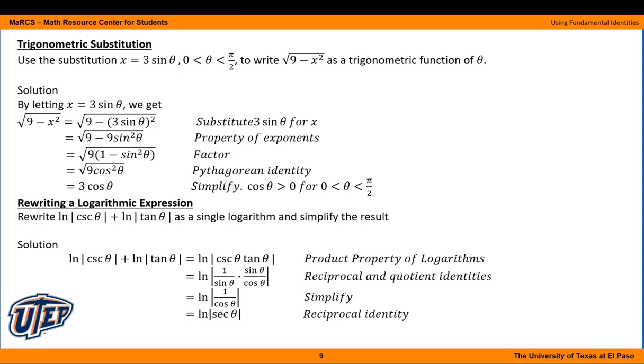The second example involves logarithms and trigonometric identities. We begin with the sum of two logarithms. Using the product rule of logarithms, we combine them into a single logarithm. Then we replace cosecant and tangent with equivalent expressions using reciprocal and quotient identities. After simplifying, the result becomes a natural logarithm of the absolute value of secant theta. This example highlights how trigonometric identities often appear alongside other mathematical concepts, including logarithms.